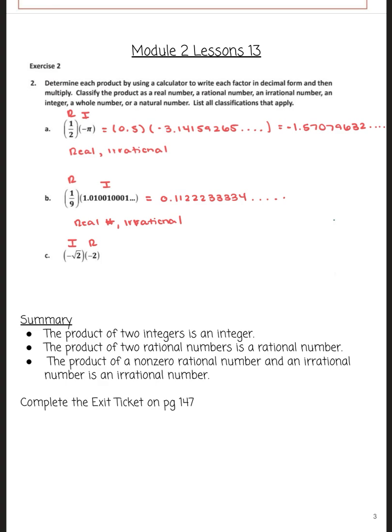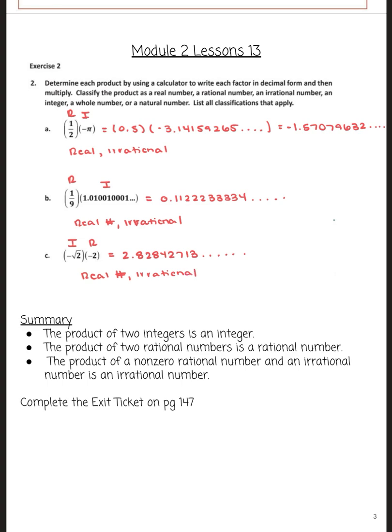All right, so when we multiply these together, we get 2.828422731, continuing on. So again, it is a non-terminating decimal. So we know that it is a real number, and we classify it as irrational.